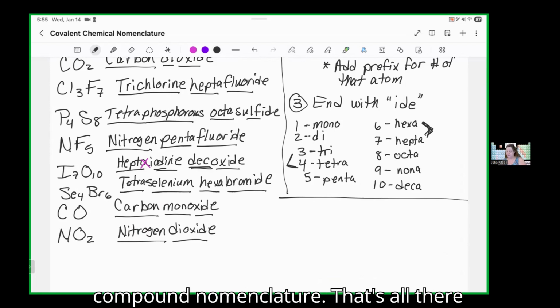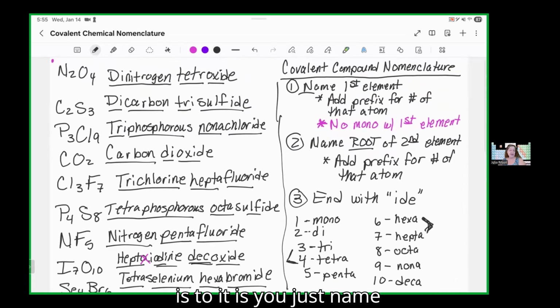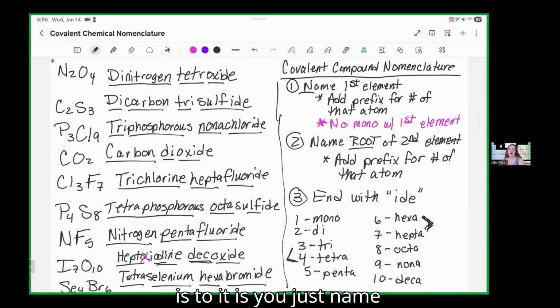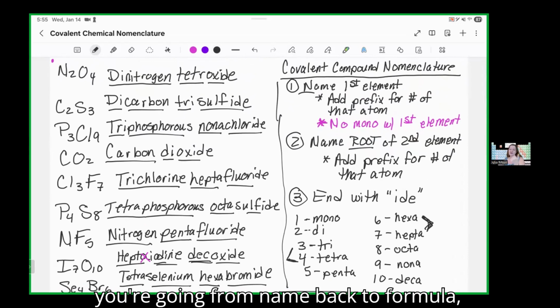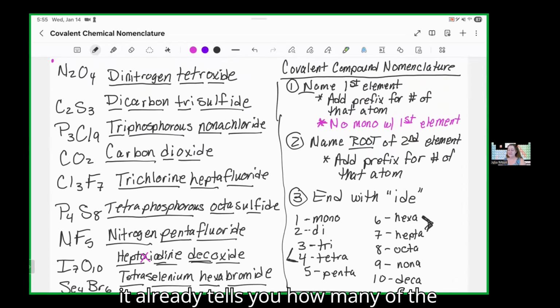So that is covalent compound nomenclature. That's all there is to it, is you just name your first element, put the prefix to say how many are there, no mono if there's only 1. Name the root of the second element with the prefix to say how many is there, end in ide every single time. And then when you're going from name back to formula, it already tells you how many of the element is there. So that is covalent compound nomenclature.